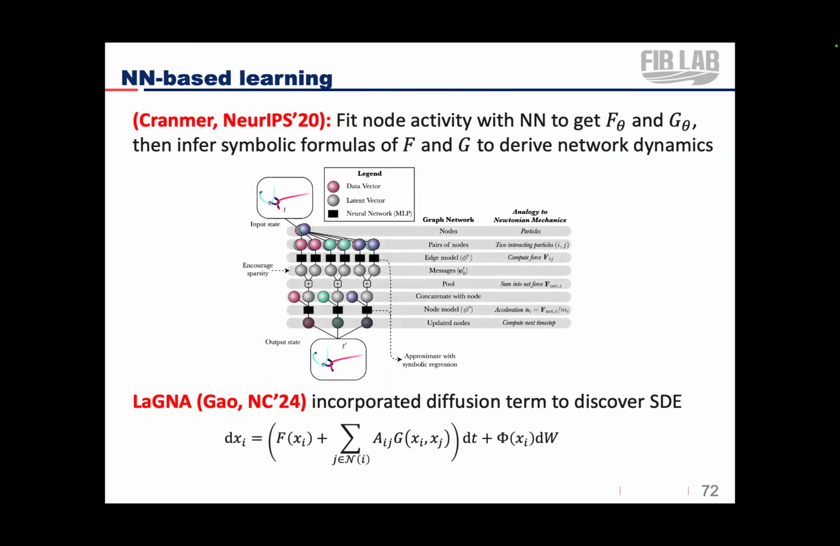And in another work, for example LaGNA, they train neural networks to approximate dynamics, then apply symbolic regression to convert these approximations into interpretable equations. They also incorporate a diffusion term to discover the stochastic differential equations of the system. And this bridges the gap between black box AI and physics based models and offers both accuracy and insight.